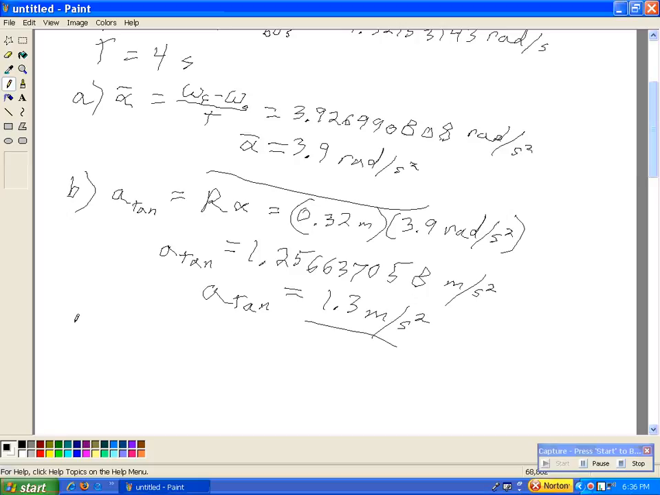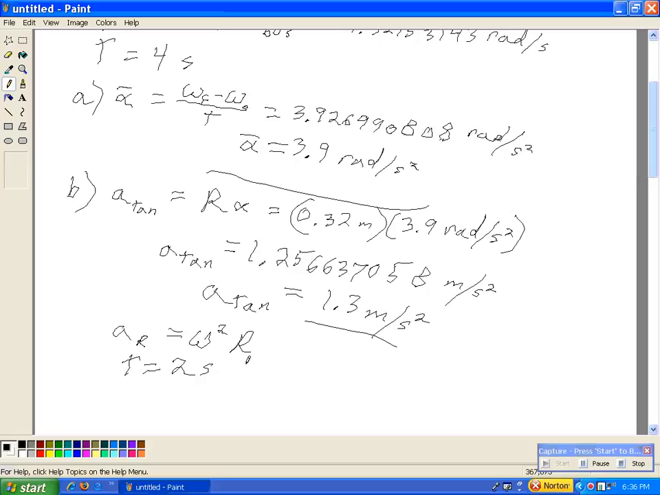Alright, last but not least, the radial acceleration. The formula is angular velocity squared times radius. Now here's an interesting question. Which angular velocity do we use? There's a final and an initial. Well, they say it's when the time passed is at 2 seconds.